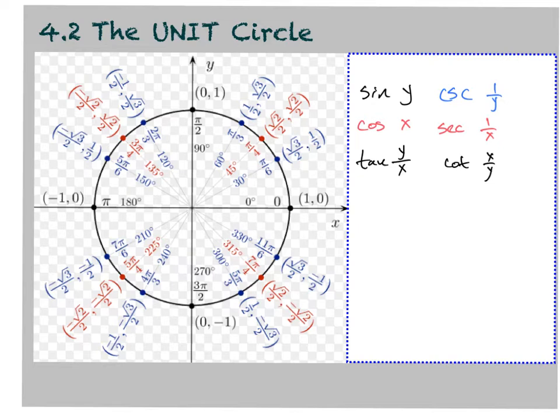So, let's quickly review. When I say sine, what do I want you to think of? Y. Cosine? X. Tangent? Y over x. Who's sine's buddy? Cosecant. How are they related? They're reciprocals. I don't want you to think of it as 1 over y. That's the way you kind of write it. But I want you to think of it as the reciprocal of sine. Who's cosine's buddy? Secant. How are they related? They're reciprocals. Who's tangent's buddy? Cotangent. And how do I want you to think of it? X over y.